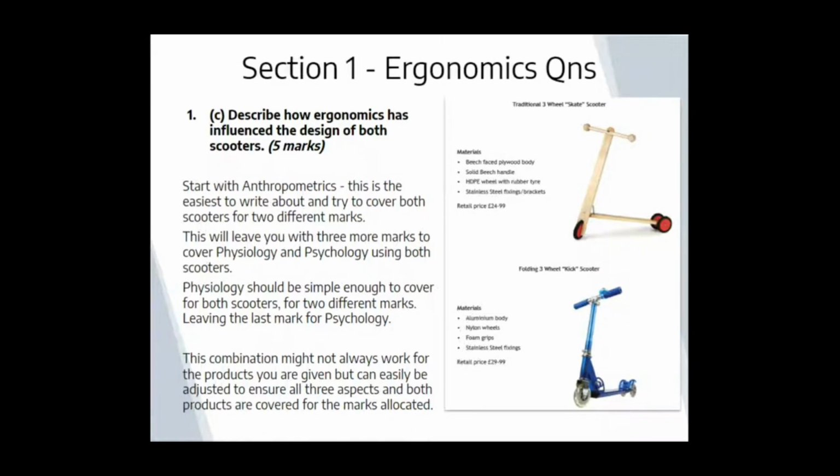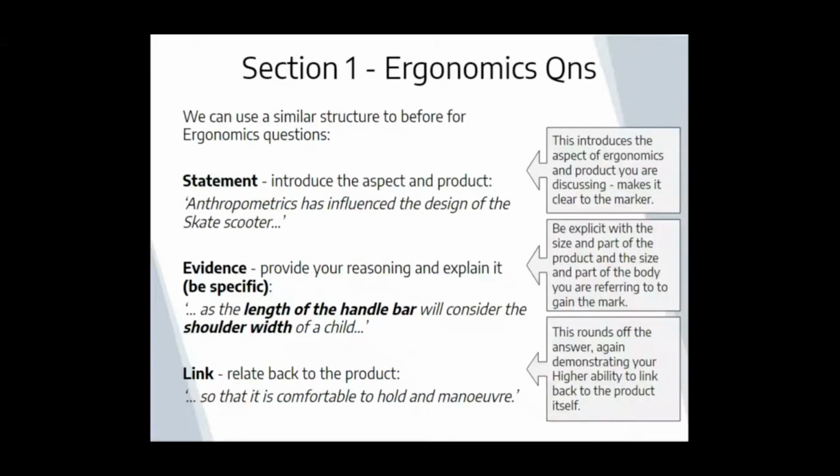Now that combination might not always work for the products you're given, but it can be easily adjusted to ensure all 3 aspects and both products are covered for the marks allocated. So you might end up writing 3 points for physiology, 1 for anthropometrics, and 1 for psychology, or whatever other combination. As long as you cover all 3 aspects and you talk about both scooters or both products in your answer, you should be fine.